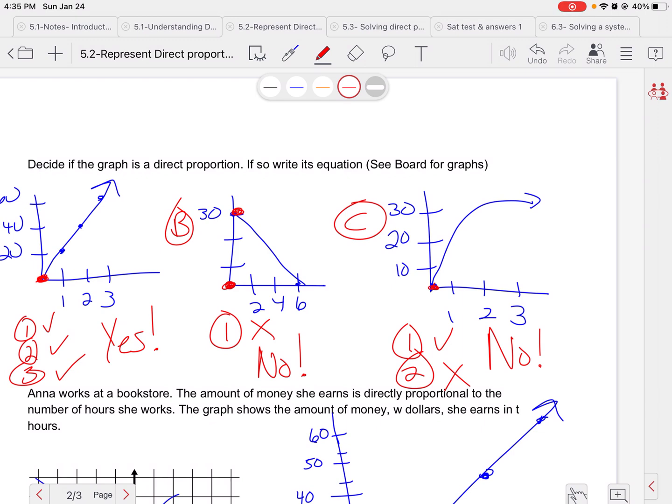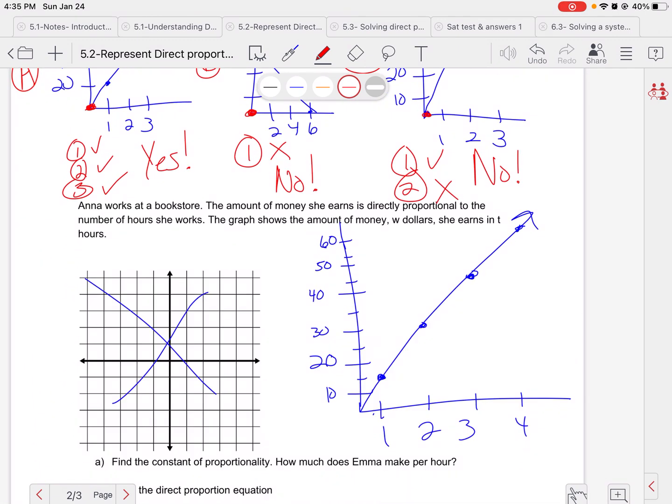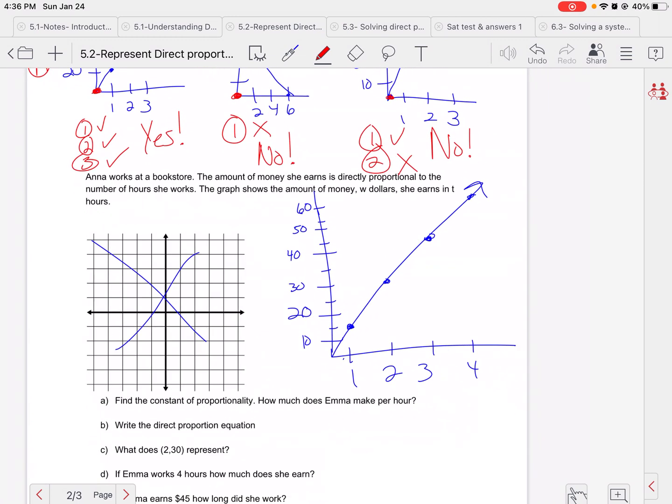All right, so we're going to talk about Anna. Anna works at a bookstore. The amount of money she earns is directly proportional to the number of hours she works. The graph shows the amount of money, W dollars, she earns in T hours. So you can go ahead and draw this graph. I'm sorry, T is time. I apologize. I wrote a W here, but it's really time.